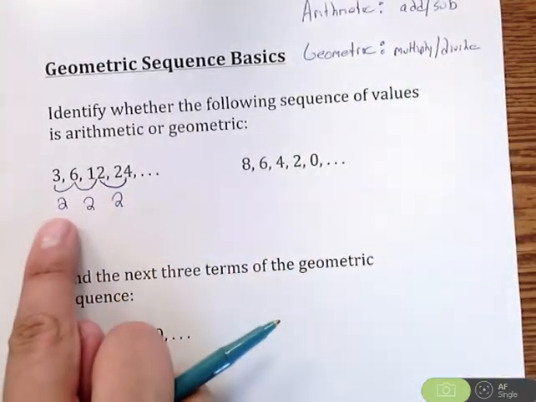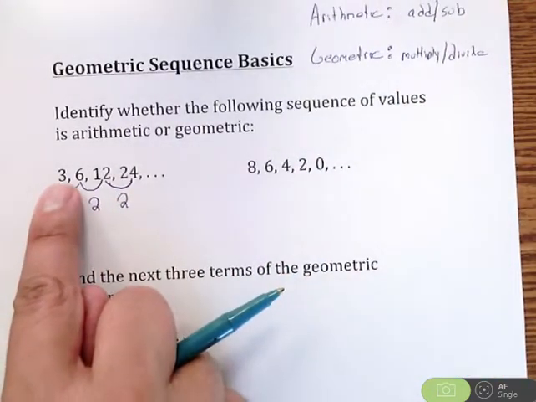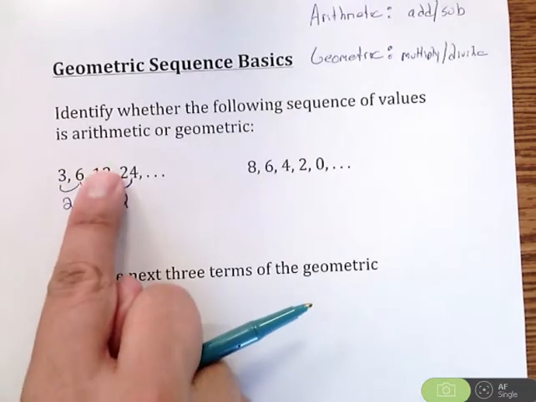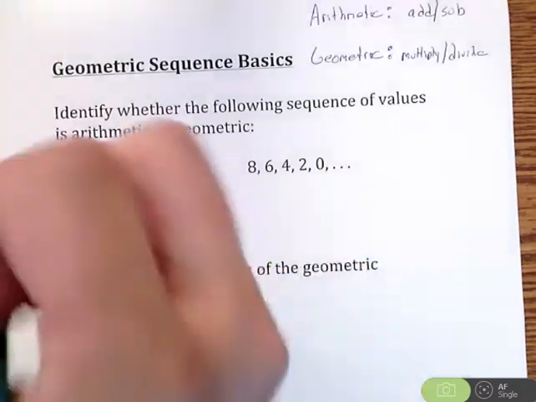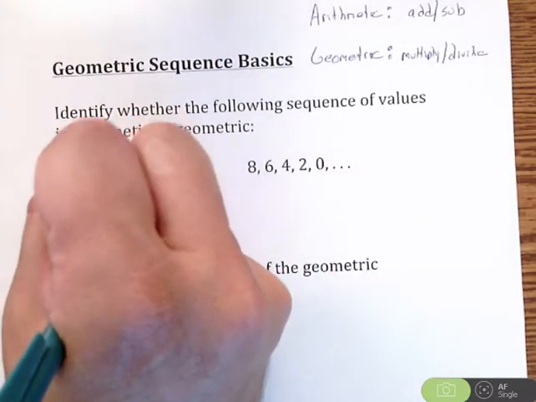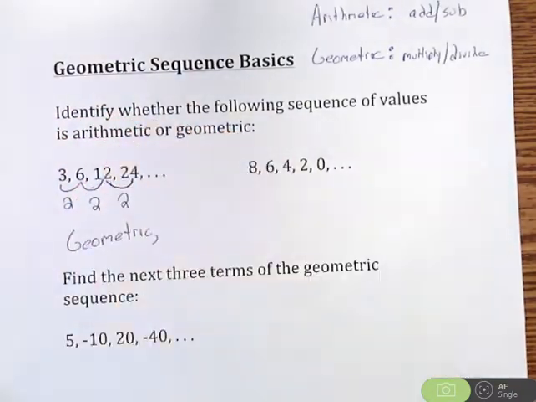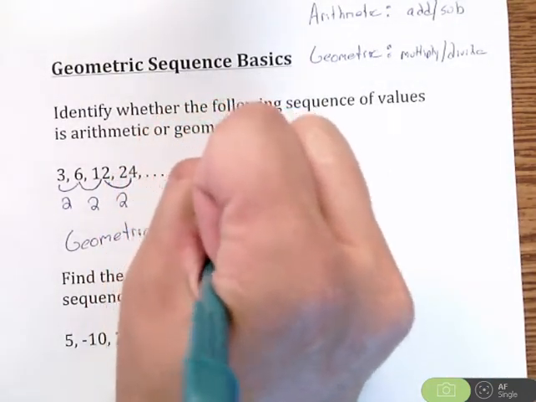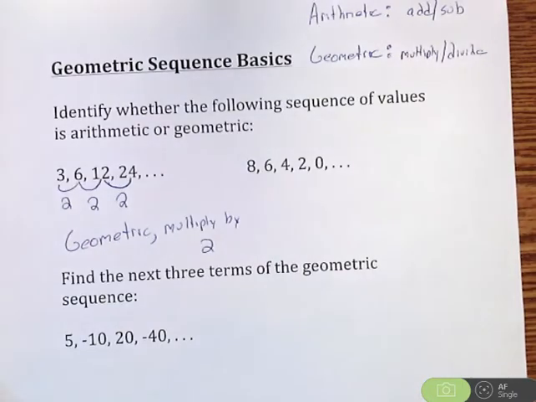Now let's use that 2 and look at how you can go from 3 to 6 using 2. Well, 3 times 2 is 6. 6 times 2 is 12. 12 times 2 is 24. So I know this first one is geometric, and the reasoning is we multiply by 2.